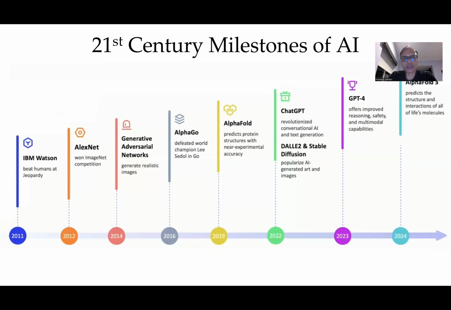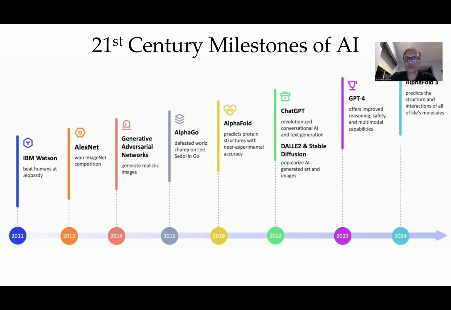But the key milestones of AI started with 2011, IBM Watson that beat humans at the game of Jeopardy, AlexNet in 2012 that won the ImageNet competition, generative adversarial networks that were used to generate realistic images, AlphaGo, a software program created by Google's DeepMind that defeated world champion Lee Sedol in Go. AlphaFold, also created by DeepMind, that predicted protein structures with near experimental accuracy.